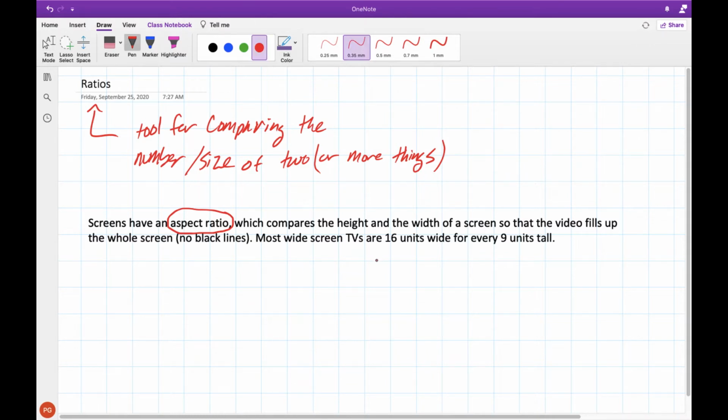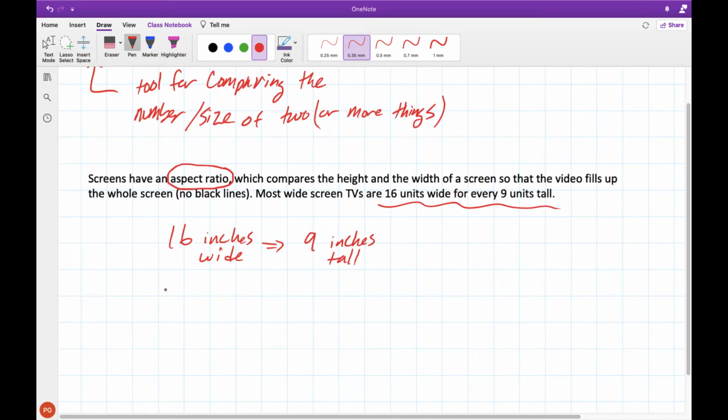Now, most widescreen TVs are 16 units wide for every 9 units tall. This is our ratio. We're comparing how wide it is to how tall it is. So if we had a screen that was 16 inches wide, that widescreen would have to be 9 inches tall. We could also double this. We could have a widescreen that is 32 inches wide. It would have to be then double the height, so it would be 18 inches tall.